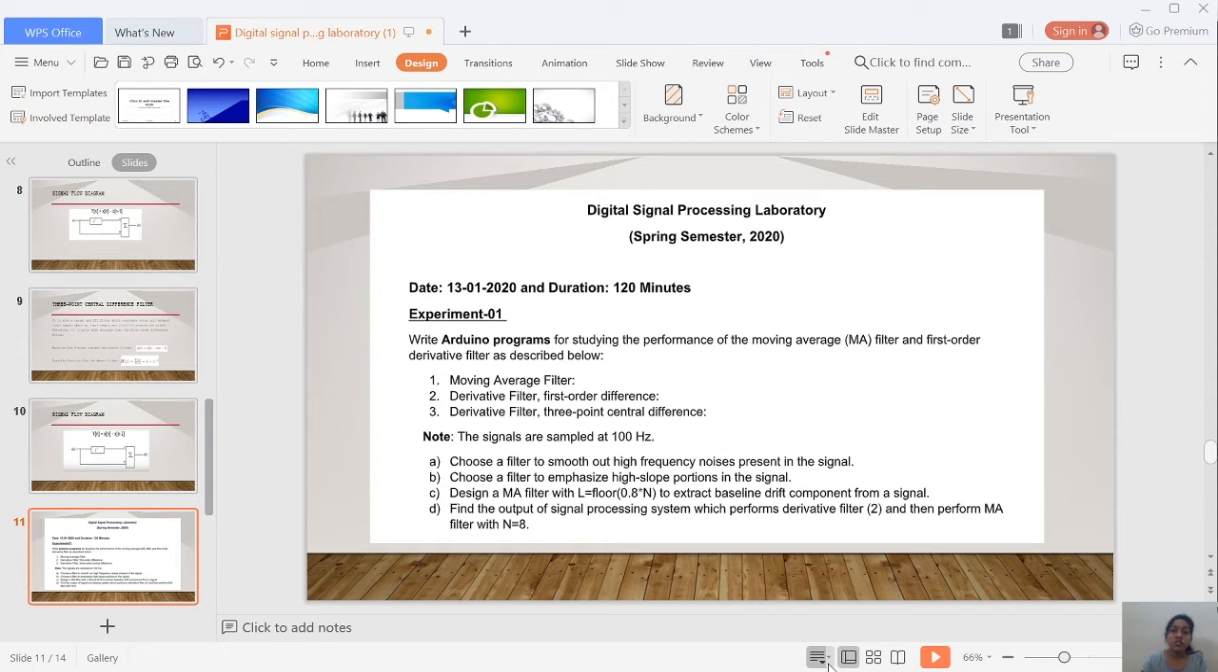So these are the set of questions which you have to do in the laboratory session. The first one is to choose a filter to smooth out the high frequency noises present in the signal. As we have discussed earlier, for smoothing the high frequency noises, we will be using the moving average filter. So let us look into the Arduino program, how to do it.